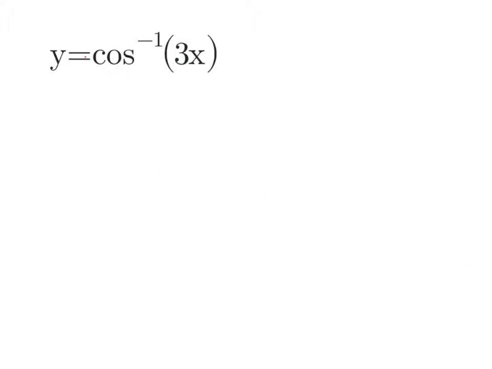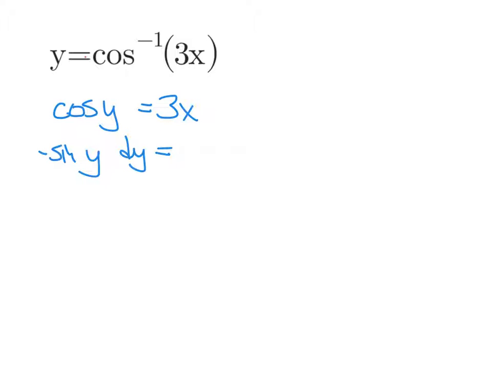Here, with y is equal to the inverse cosine of 3x. In order to get started, I'm going to take this explicit equation and turn it into an implicit equation by bringing the cosine over to the other side. So we have the cosine of y is equal to 3x. Now we can use implicit differentiation to find the derivative. The differential of cosine is negative sine y dy, and the differential of 3x is 3 dx.